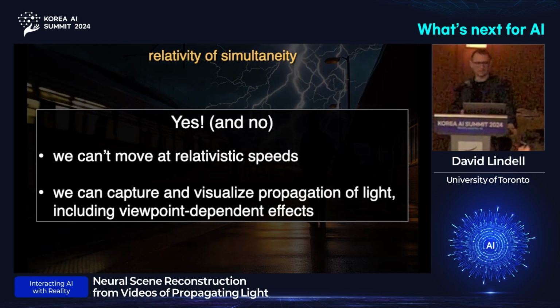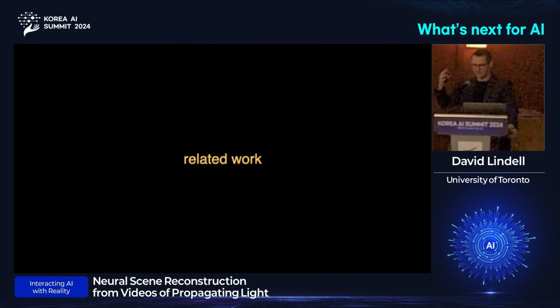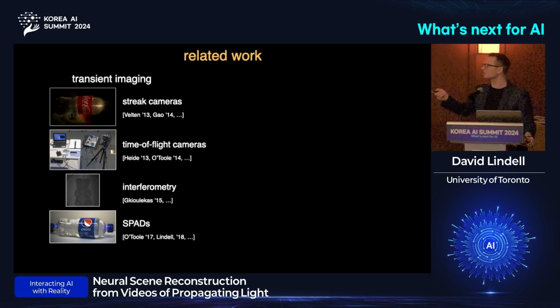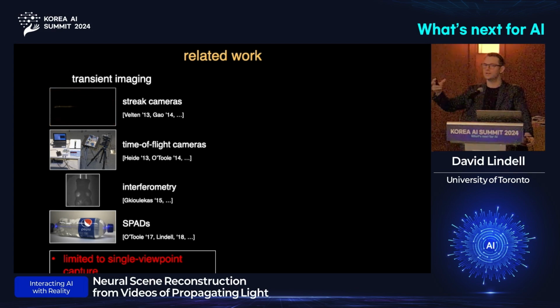So we can't move at relativistic speeds, but we can capture videos of propagating light and observe some effects that Einstein envisioned in his thought experiments, including these viewpoint-dependent effects. Now, we're not the first to capture videos of propagating light. Of course, this has been done before using a variety of other imaging modalities. For example, using street cameras, time-of-flight cameras, interferometric techniques, or SPADs, single-photon avalanche diodes. But as far as I'm aware, these effects haven't actually been captured from multiple viewpoints before, which would allow you to visualize how light propagates in 3D.